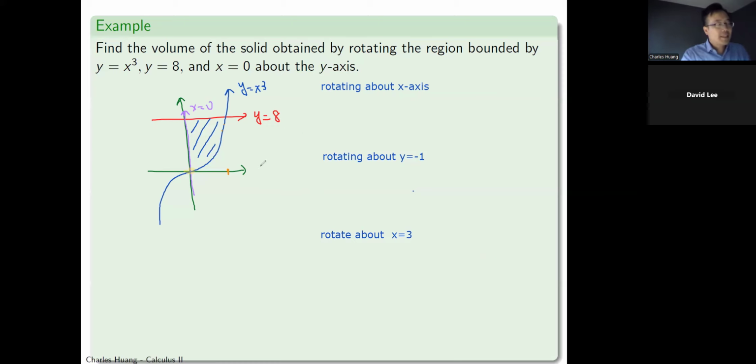If you're rotating about the x-axis, that would be, hold on. That'd be a little bit hard. Wait, before I go on, instead of y equal to -1, let's do y equal to 8, just so that the calculation will be easier. Okay, let's start with rotating about y equal to 8, because this one is easier to do. Rotating about the x-axis turns out is not easy. So let's start with rotating about y equal to 8.